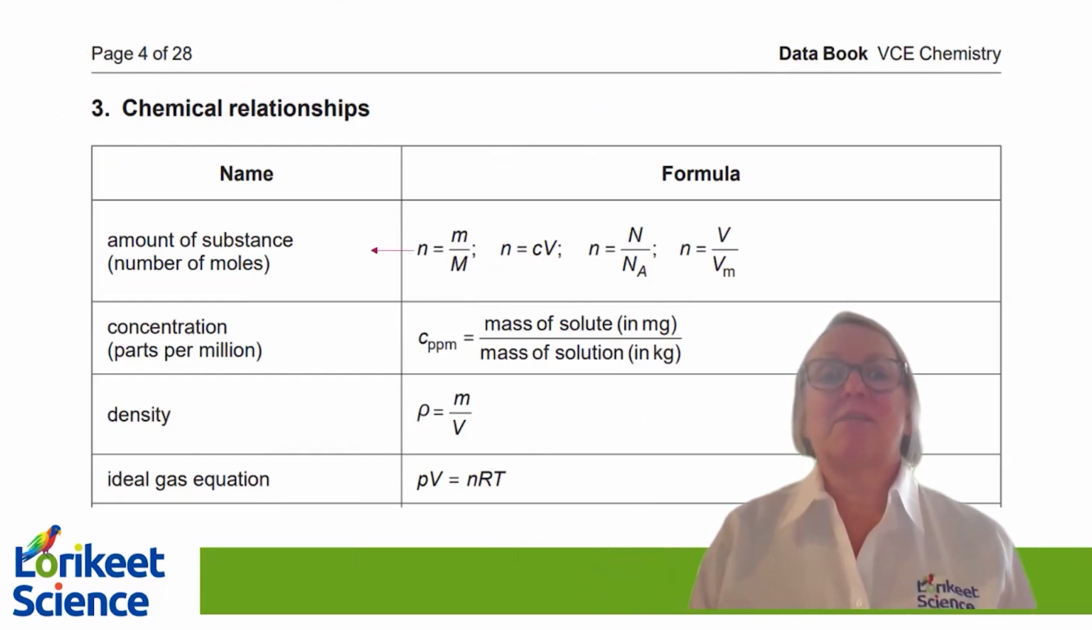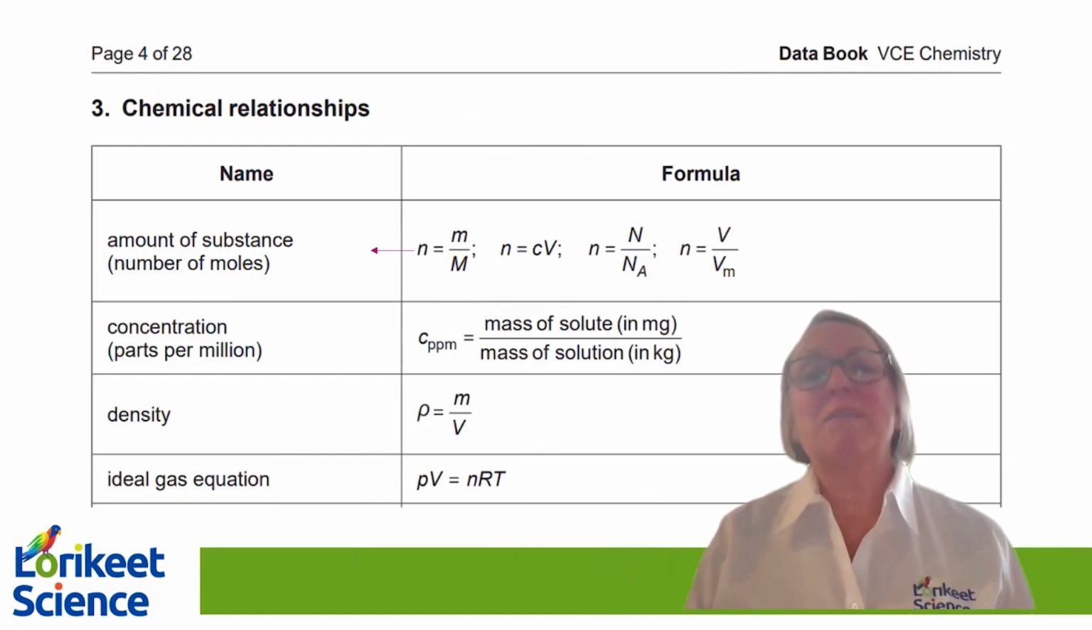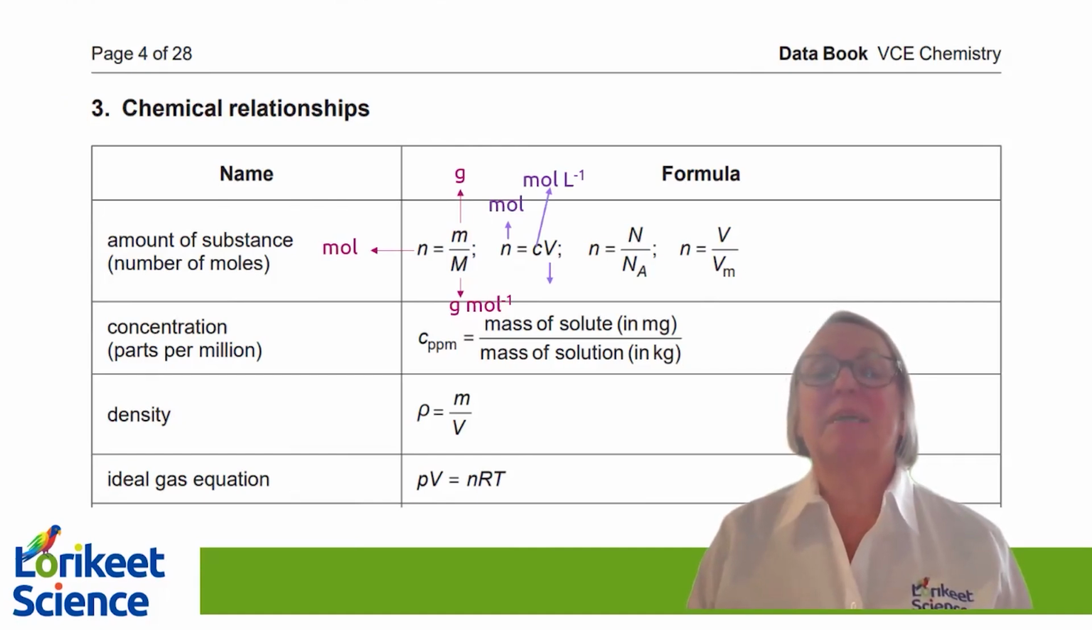units. So small n always means amount of substance in mole. Small m stands for mass, and the unit is gram. Capital M in this context means molar mass in grams per mole. We've got small n meaning number of mole again. C in this formula means concentration in moles per litre or molarity. V stands for volume in litres.